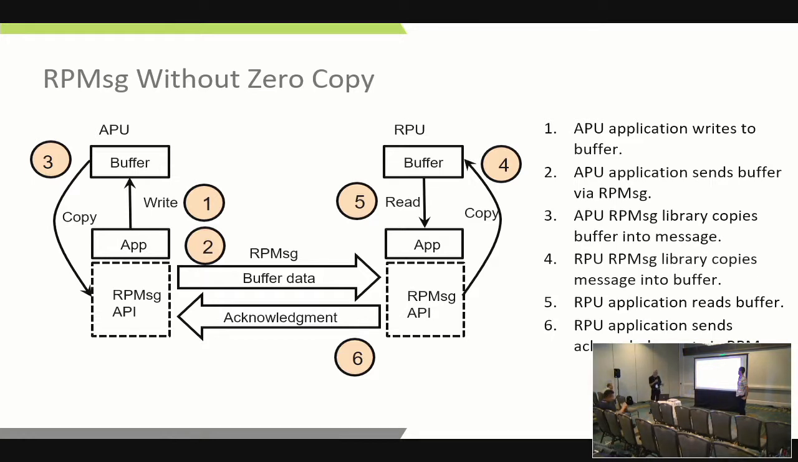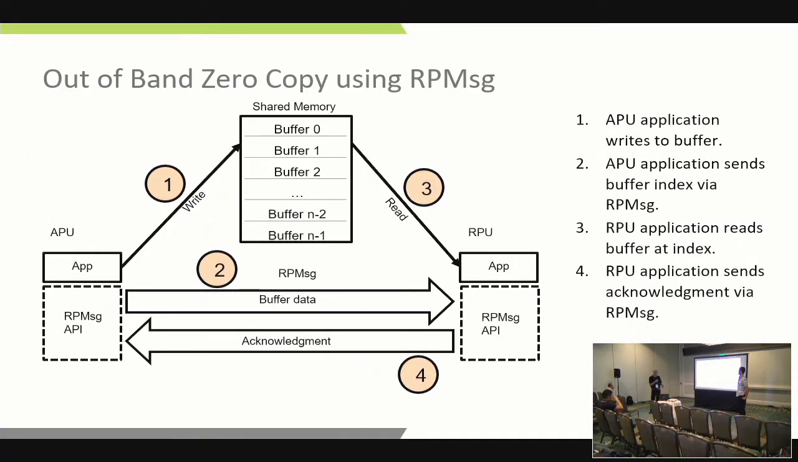Now, if we go to an indirect method, the out-of-band method, the APU writes to the buffer, or in the ideal case, some smart device writes to the buffer and tells the APU when it's done. The APU sends the index via RPMsg. The RPU application reads the buffer at the index and sends an acknowledgement via RPMsg. So there's a little less copying and a few fewer steps.